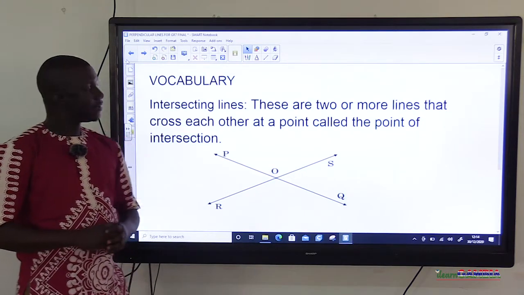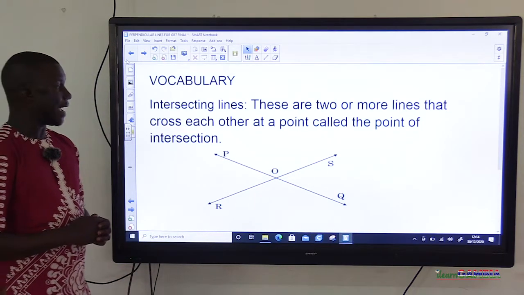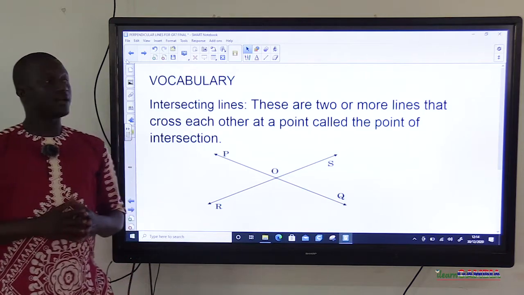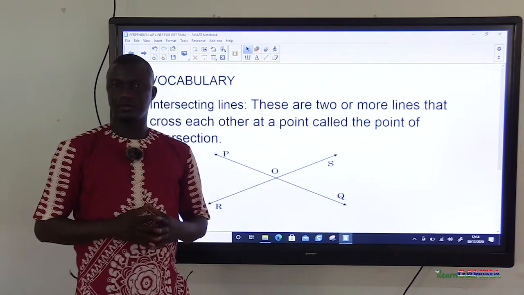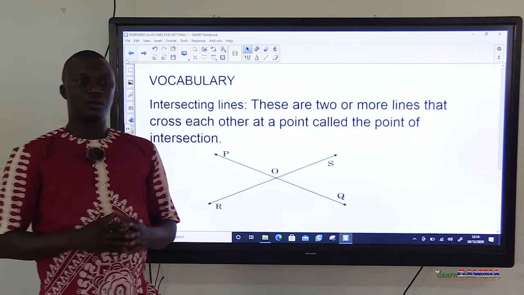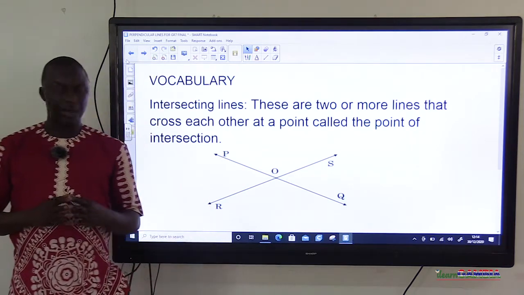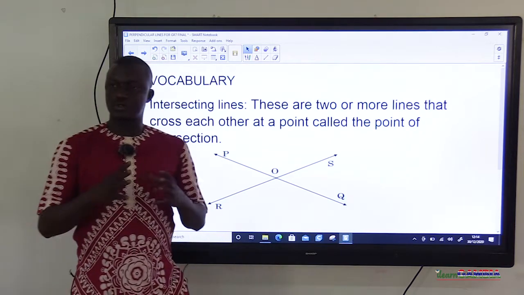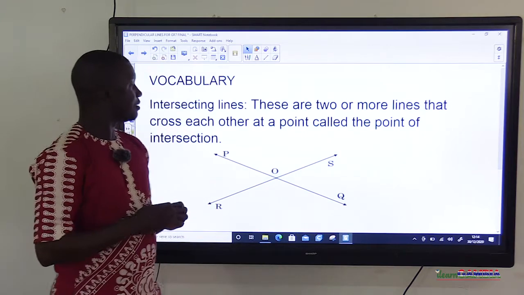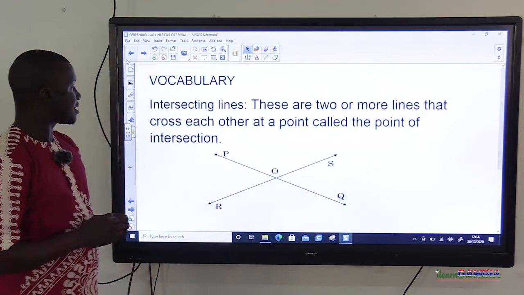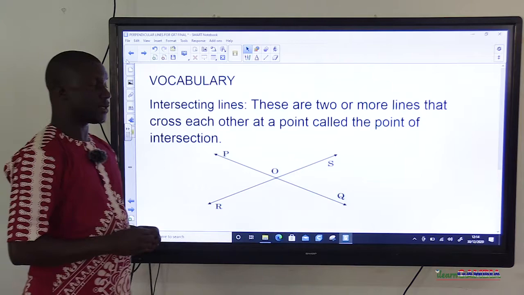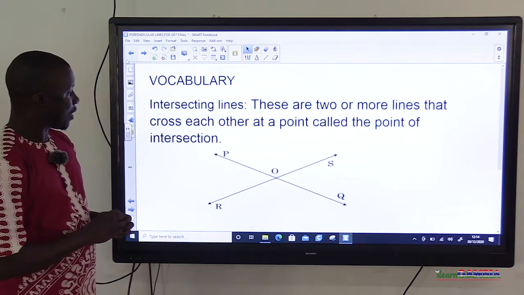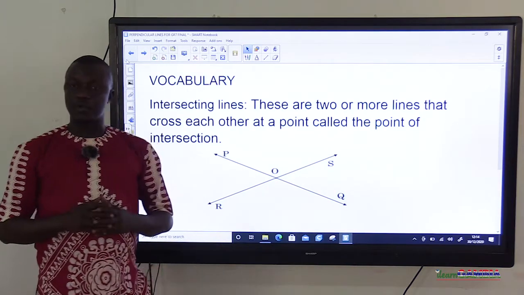So, vocabulary: intersecting lines. What are intersecting lines? When two lines intersect or cross each other at a point, we call these two lines intersecting lines. These are two or more lines that cross each other at a point. And that point is called their point of intersection.